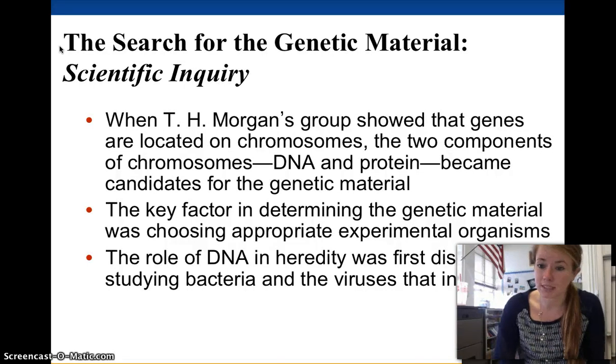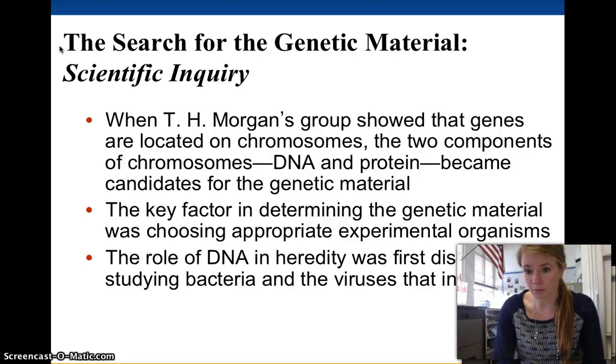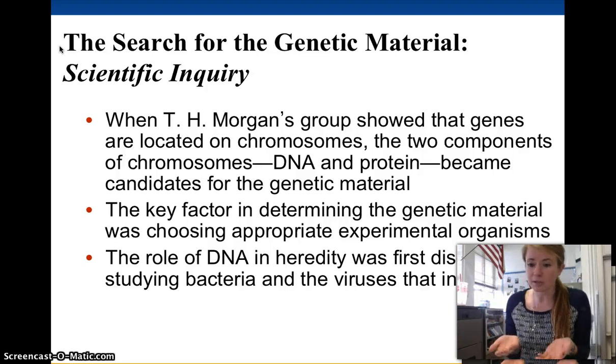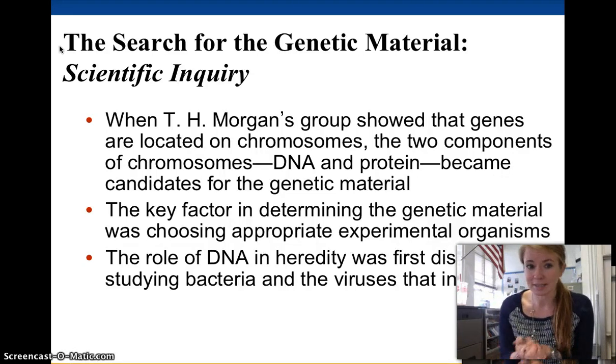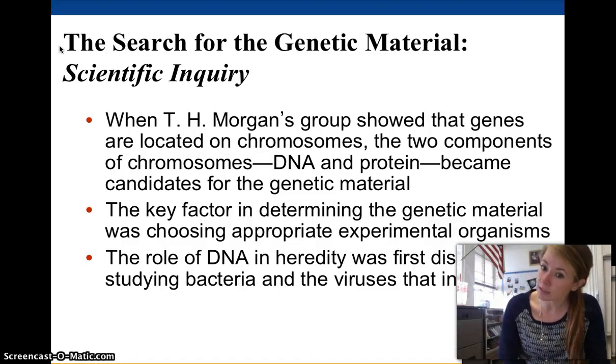So remember Morgan's experiments with the fruit flies showed that genes are located on chromosomes. And so then they knew what chromosomes were made up of. They knew they were made up of DNA and protein because they could tell when the molecules were present, but they didn't really know what they did. And so it basically came down to those two things. Is it DNA or is it protein that is in charge of passing on genes?